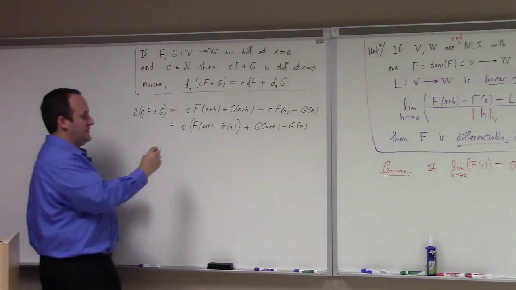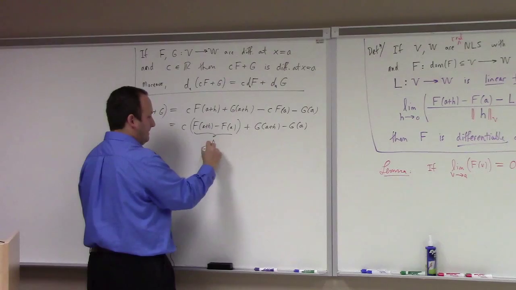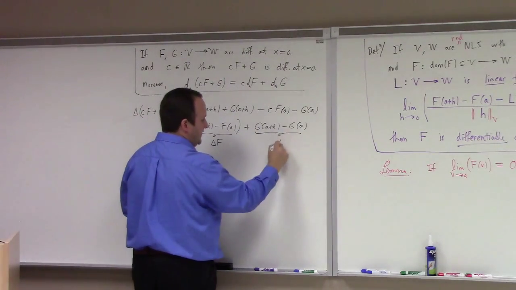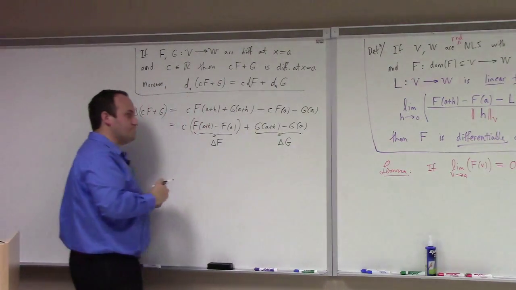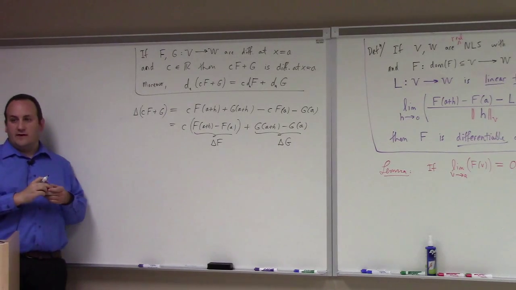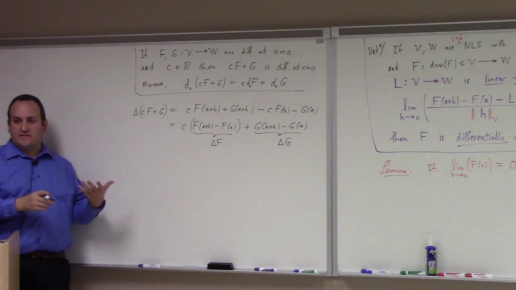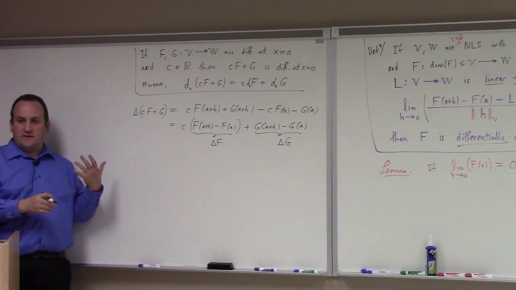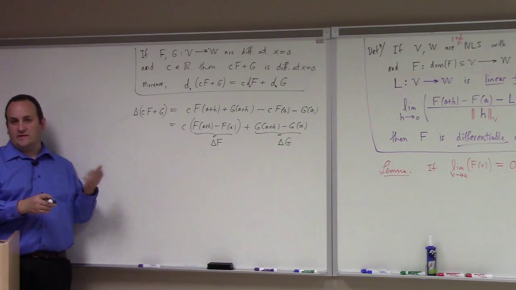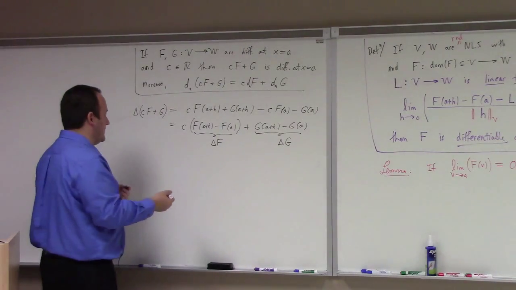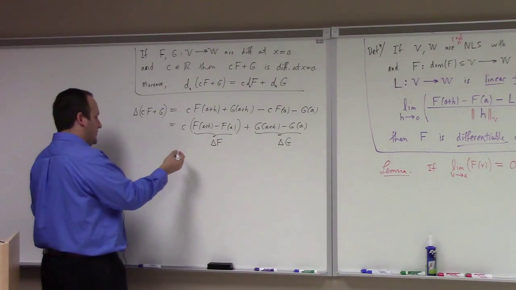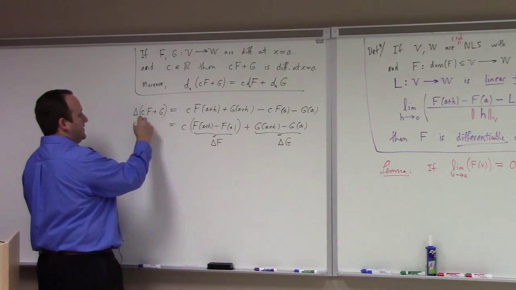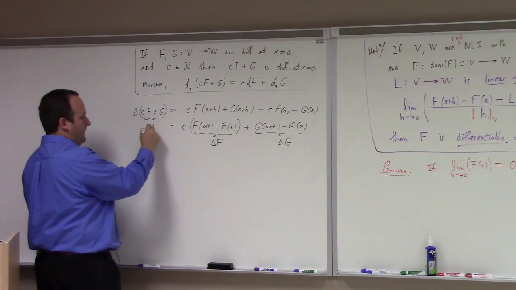But, of course, this is the change in F, and this is the change in G. And we know that those are approximated by the differential because we're assuming that these are differentiable. But just to be more explicit, I mean, that's why intuitively I expect this to work, but to be more explicit, let's call this thing H.